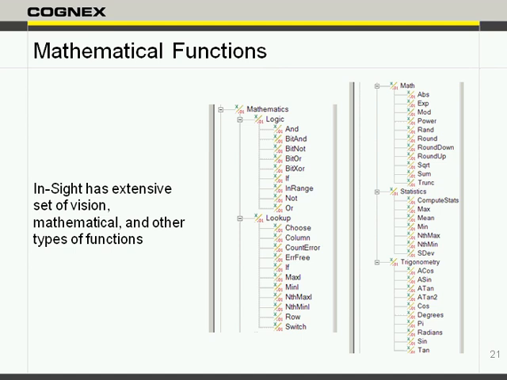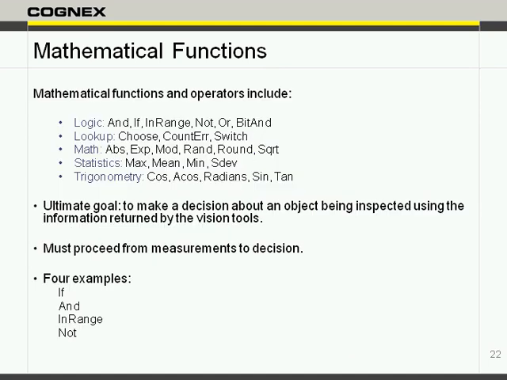There are many different mathematical functions, as you can see here in the list. This all shows up under the palette, under the Functions tab. As you can see under Mathematics there are many different functions available. And, if, in range, not, or, etc. And there are also many other functions there. In this particular screenshot, we're looking at lookup functions, math functions, statistic functions, and trigonometry functions.